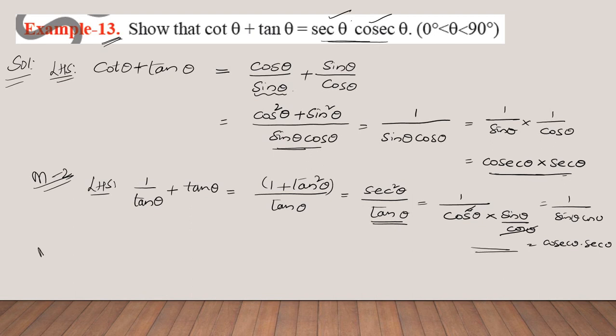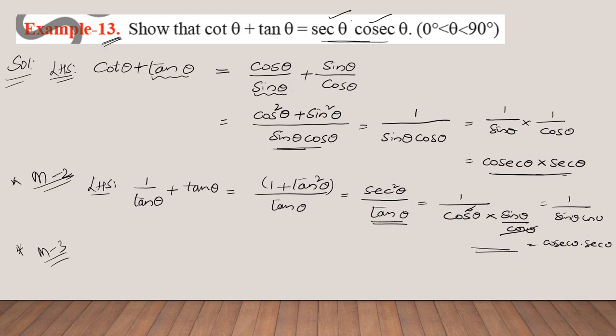So there is method number 3 also, so you can try it on. How can you do it is, change tan theta as 1 by cot theta, take LCM and apply the third identity. Then also you are going to get the same answer. So for this particular question, we have 3 methods to solve.